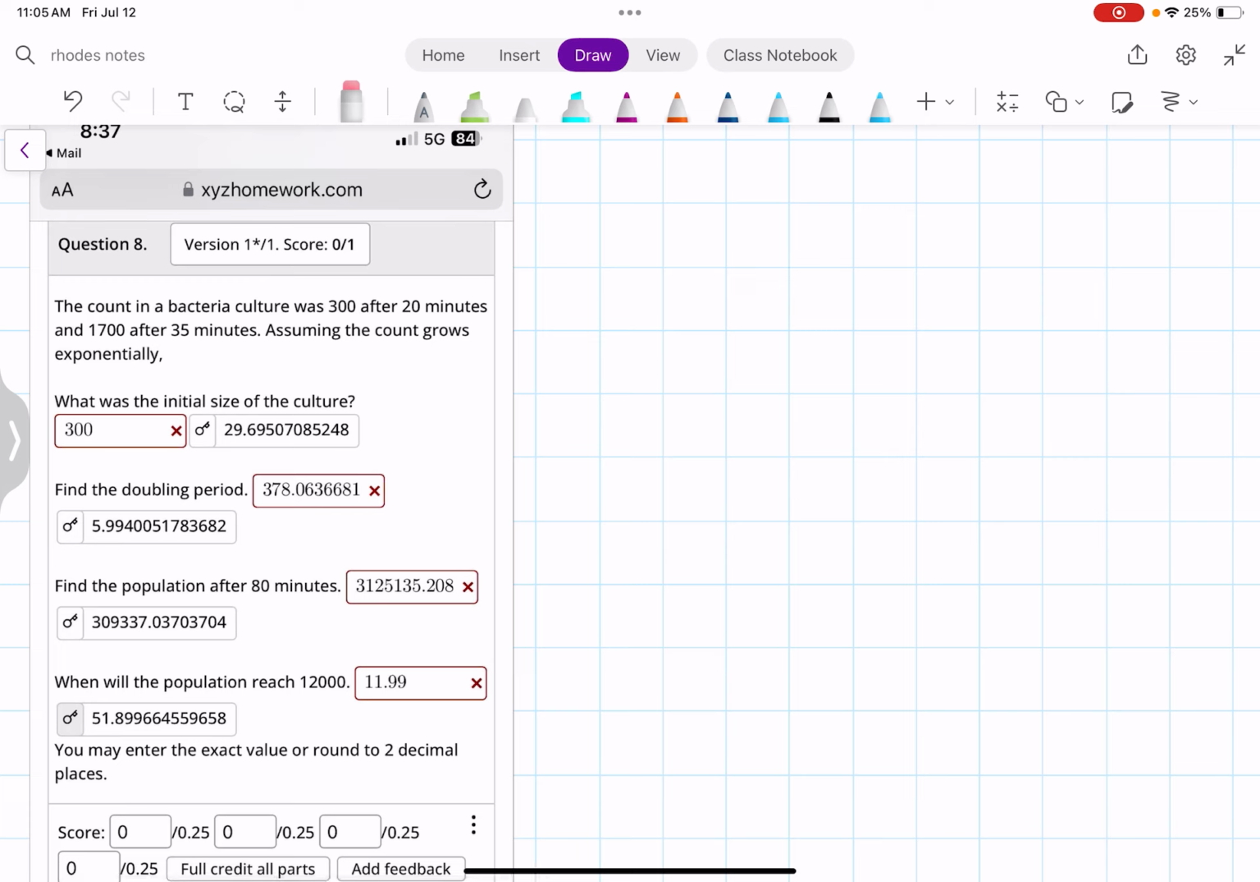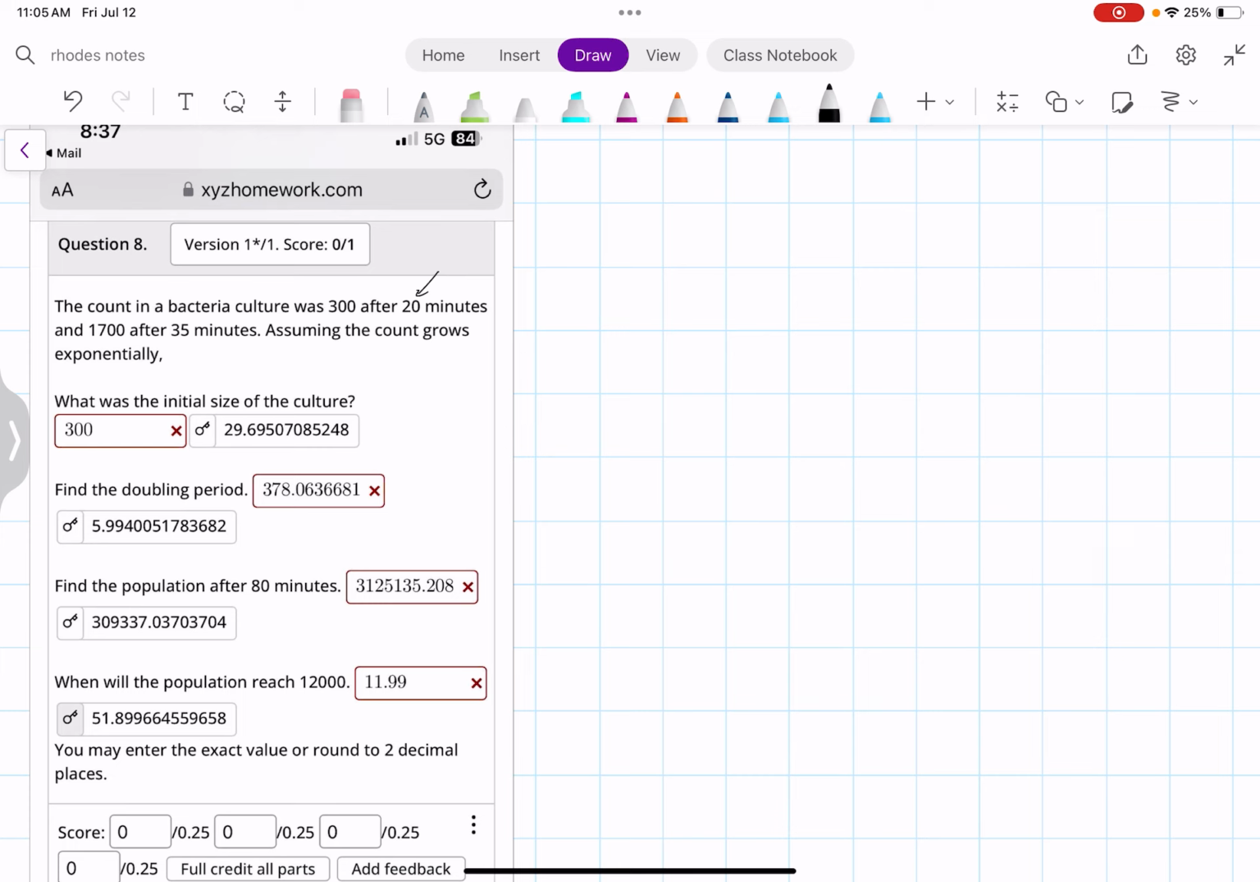The count in a bacteria culture was 300 after 20 minutes and 1700 after 35 minutes. Assuming the count grows exponentially, what was the initial size of the culture? Okay, so this is not the initial. You put 300, but this is not the initial because it's 20 minutes. Initial would be time 0.